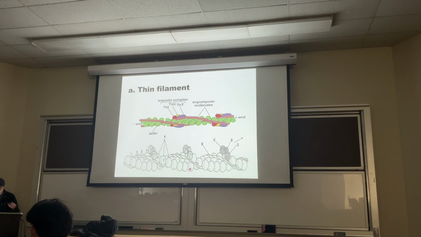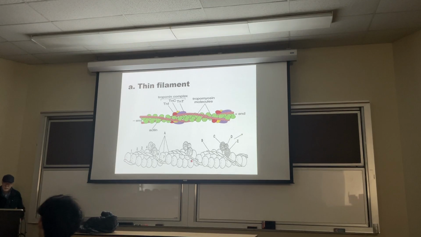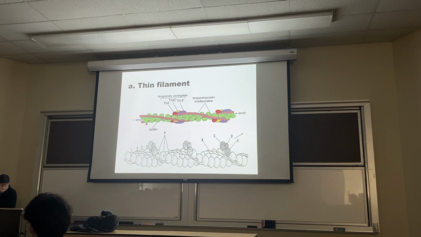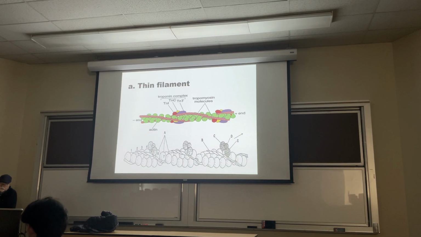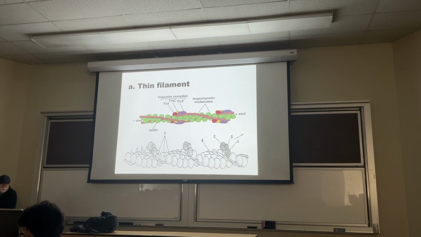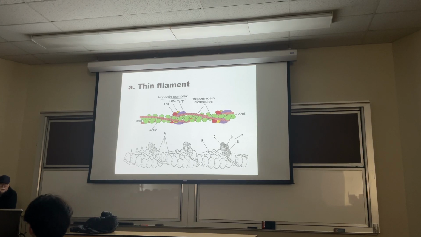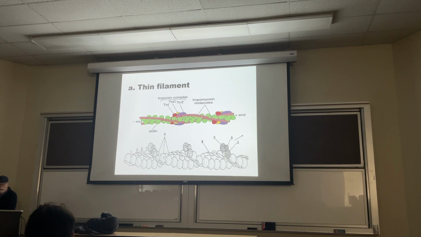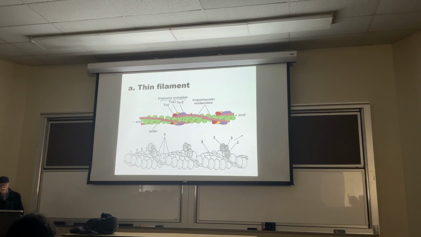Now, when we look at the actin and myosin, we have the thick filament and the thin filament. Here's the actin in green. On top of the actin, you have tropomyosin, that's this one here. And on top of that, you have this globular troponin with the three parts: troponin I, troponin T, and troponin C.